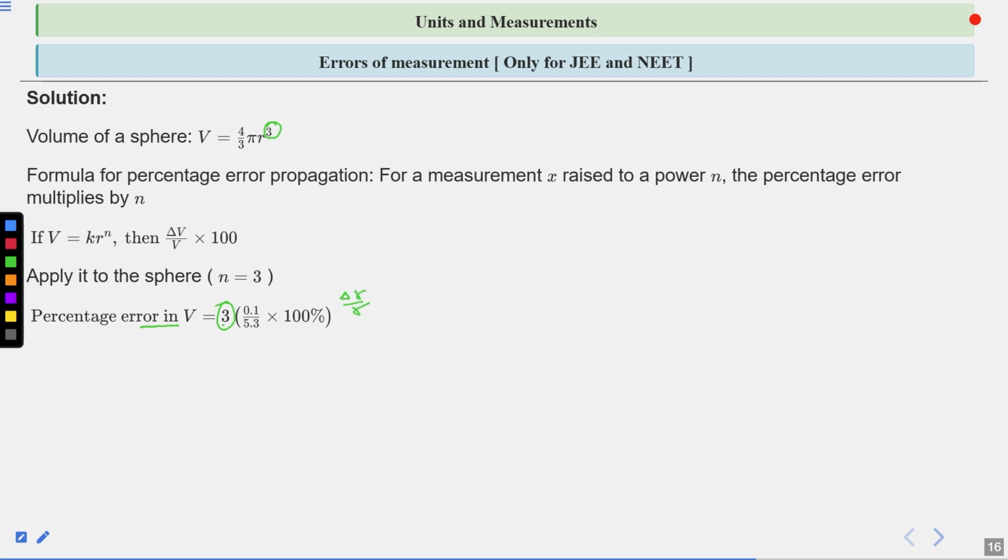r. So Δr is 0.1 and r is 5.3. Here this is only the relative error, but we want to calculate the percentage error, so multiply it with 100%. So you will get the percentage error in V. So V is equal to 3 into this one. The solution of this quantity is 1.89%. So overall it is 5.67%. 5.67% is the correct answer.